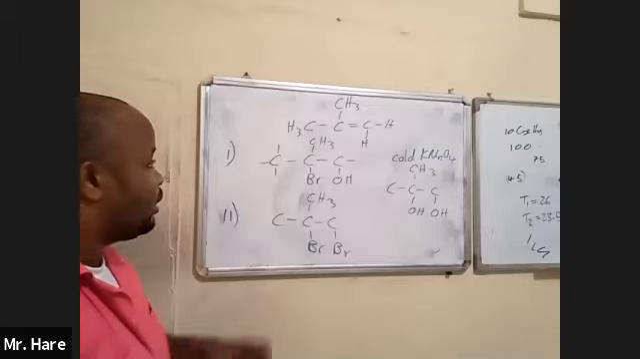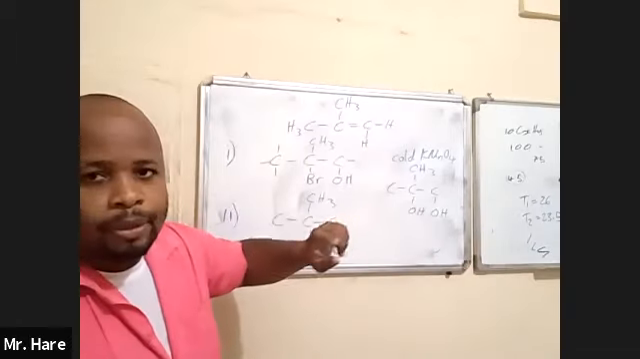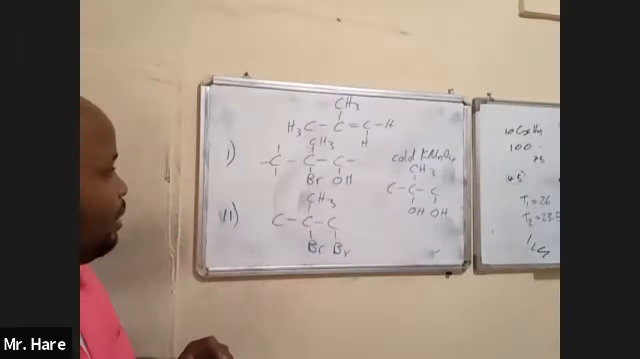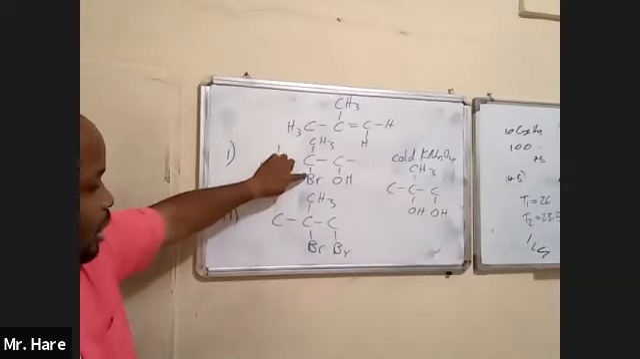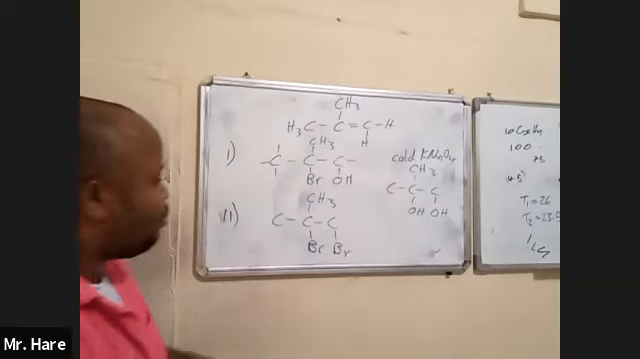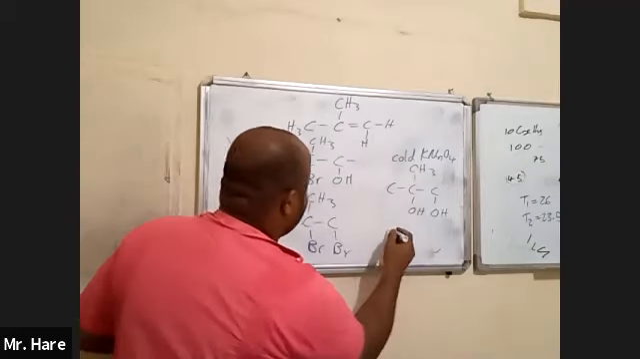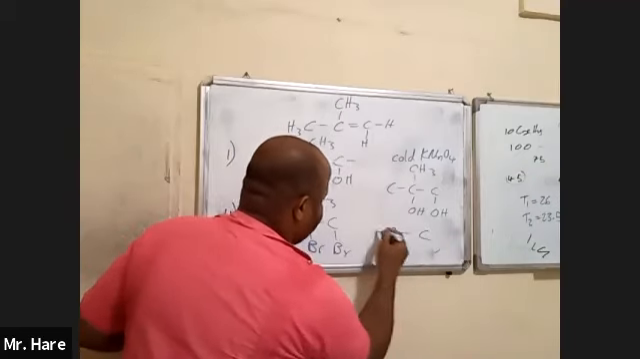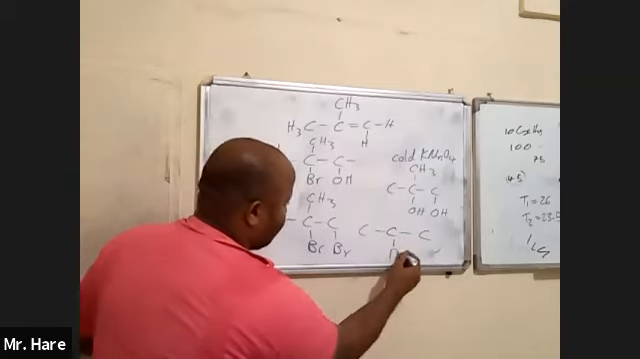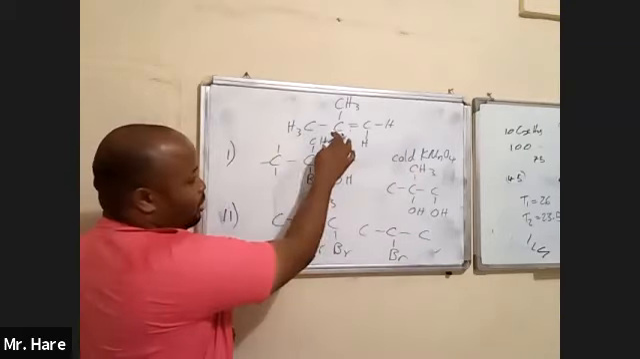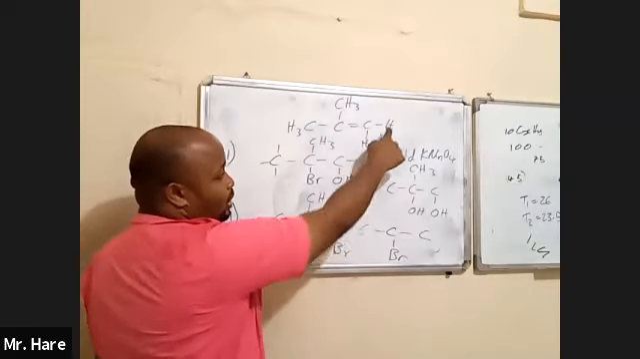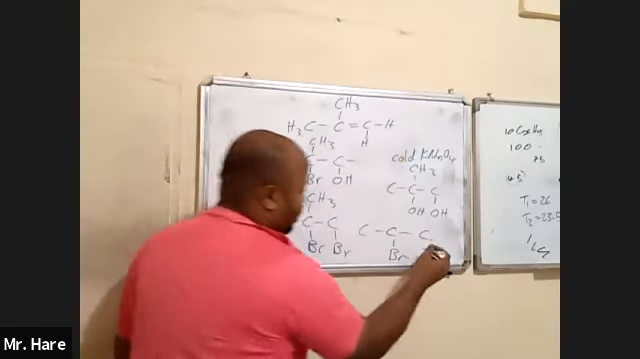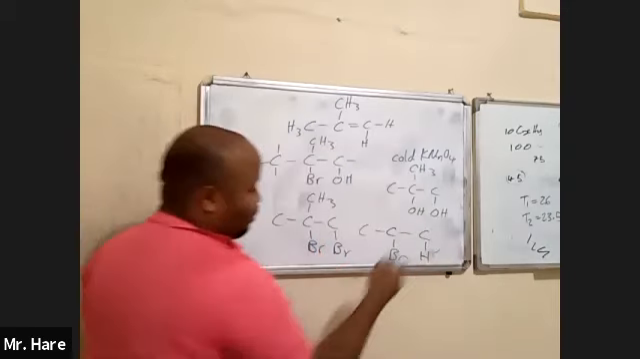Br2 aqueous is bromine water, right? Right. So what's HBr? Hydrogen bromide. Let me just do the double bond portion. The Br will go on this carbon, and the hydrogen of the HBr will go on the carbon that already has more hydrogen. So it will go on this carbon.